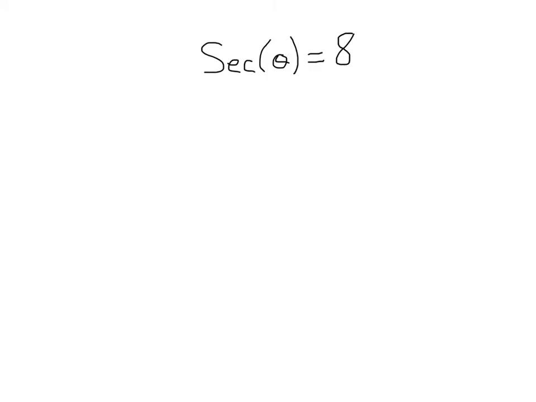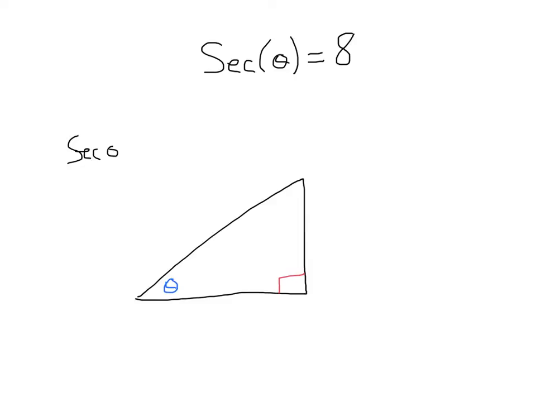Let's do one more quick example. Here we have secant theta equals 8. Again, let's start by drawing ourselves our right triangle. I'm going to put my right angle here, and again I'm going to go ahead and put my theta right down here on the bottom left. Next, I know that secant theta, remember, secant was the reciprocal of cosine, so I know this is the hypotenuse over the adjacent.